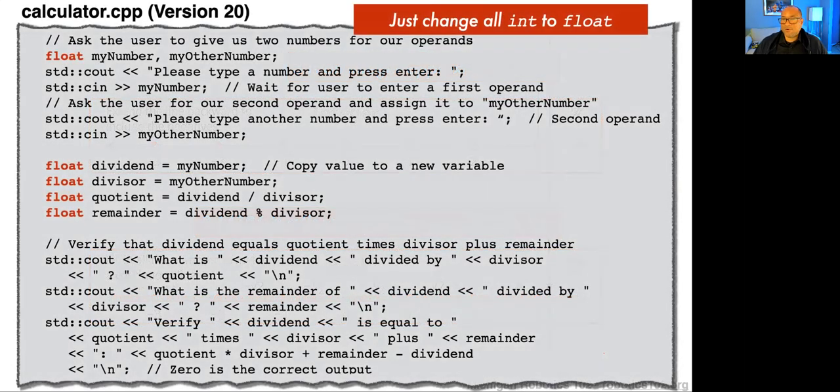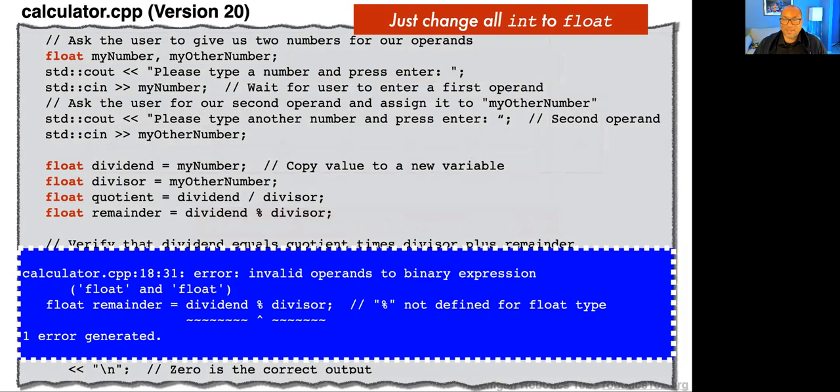And so, if we want to get a better approximation of pi, why don't we just change all of our integers to floats? Maybe that's a good way to do it. Wherever we saw int, we can change it to float. Now we've got real numbers. Our division should work great.